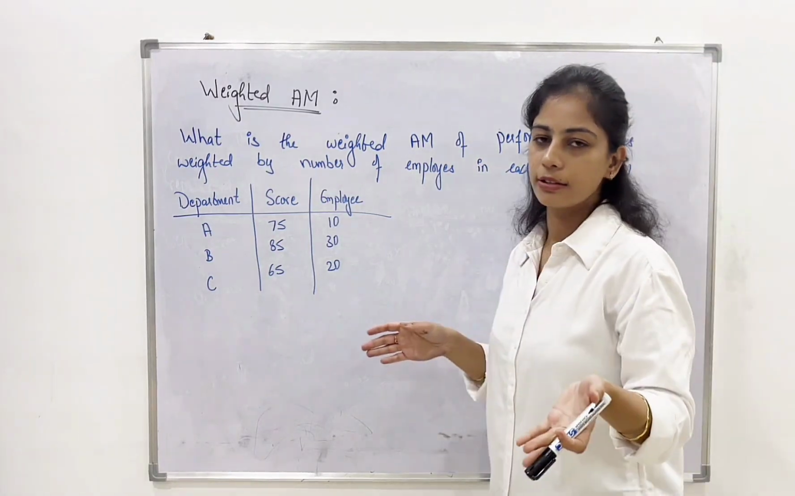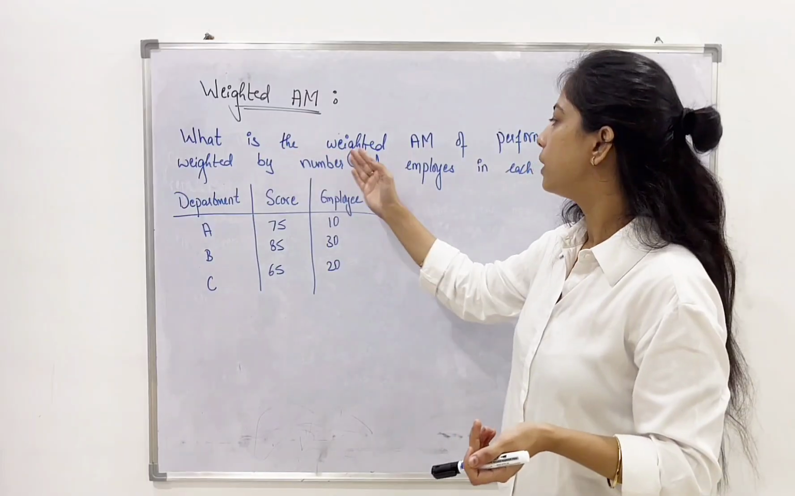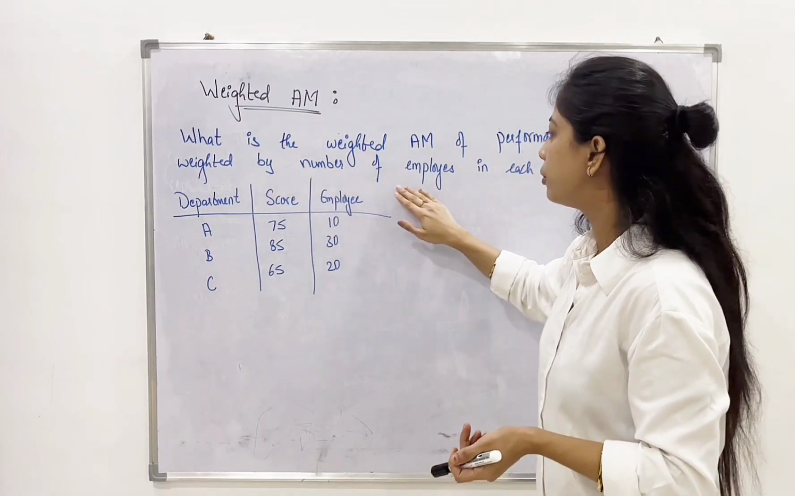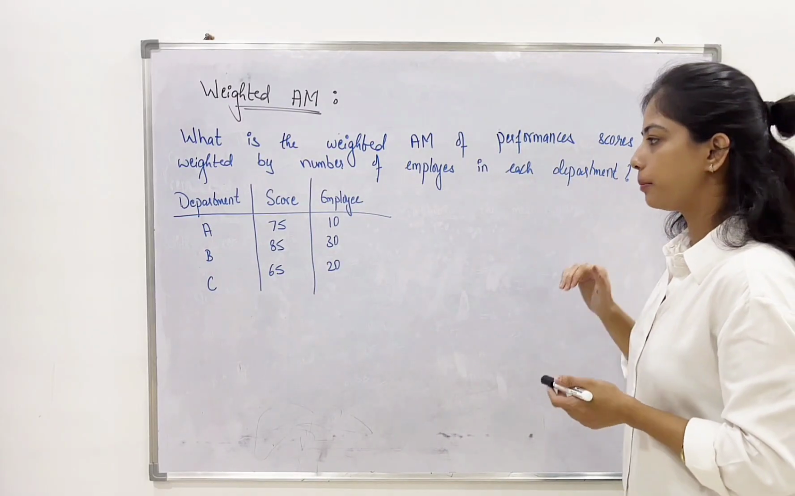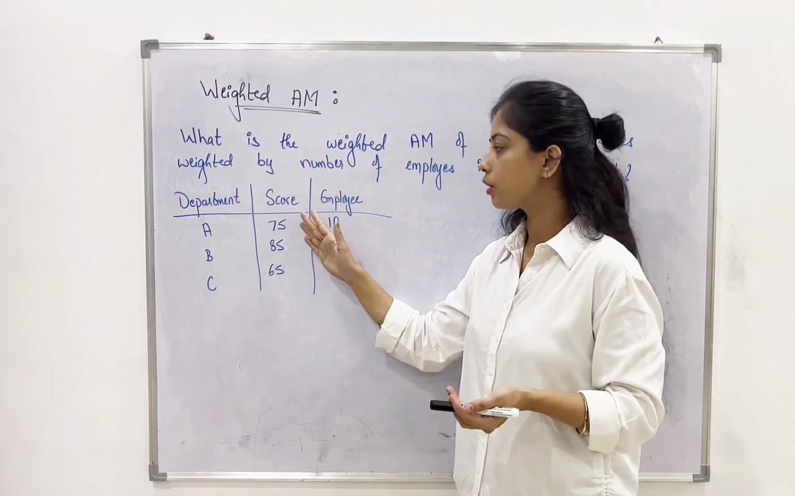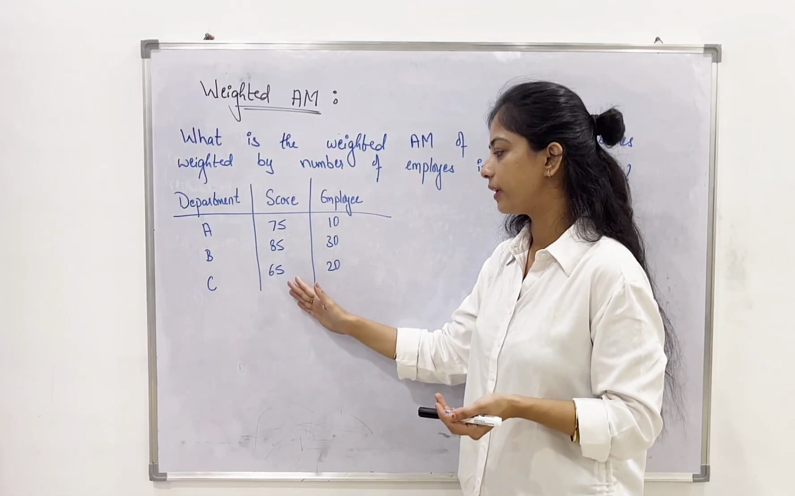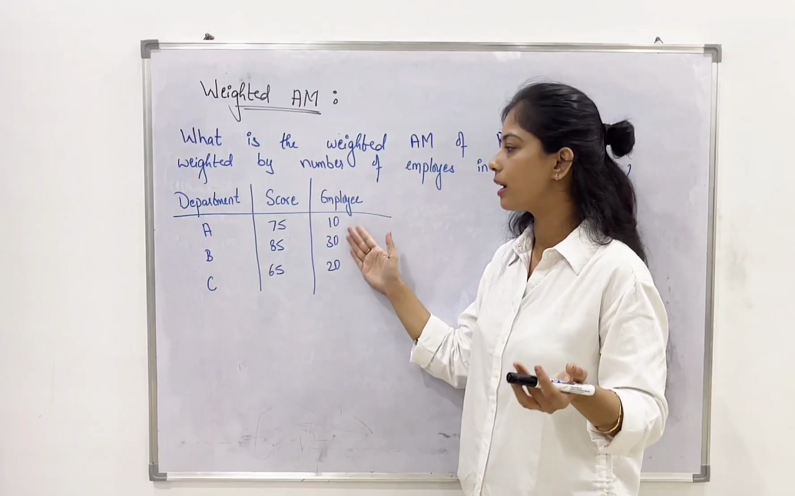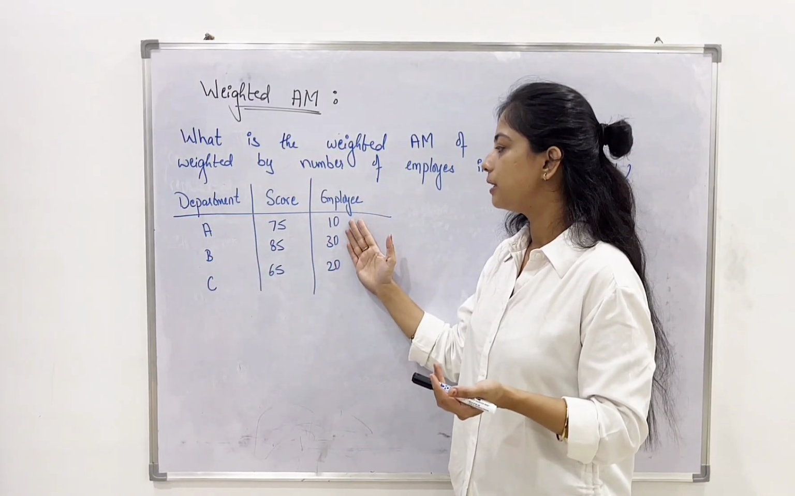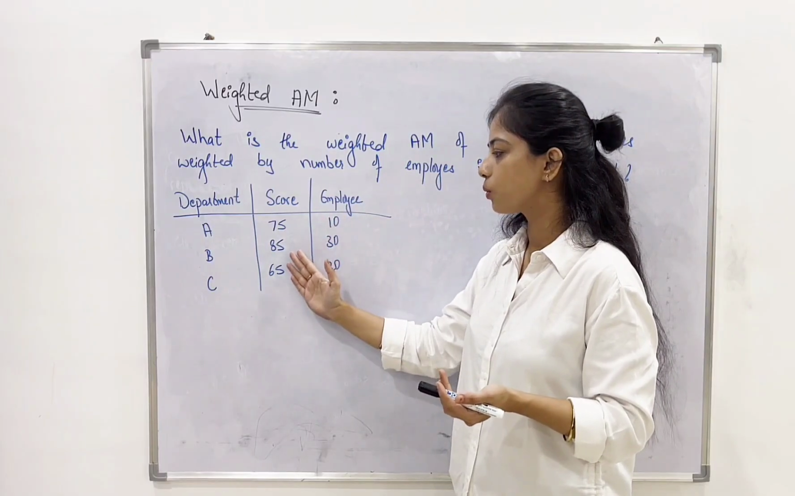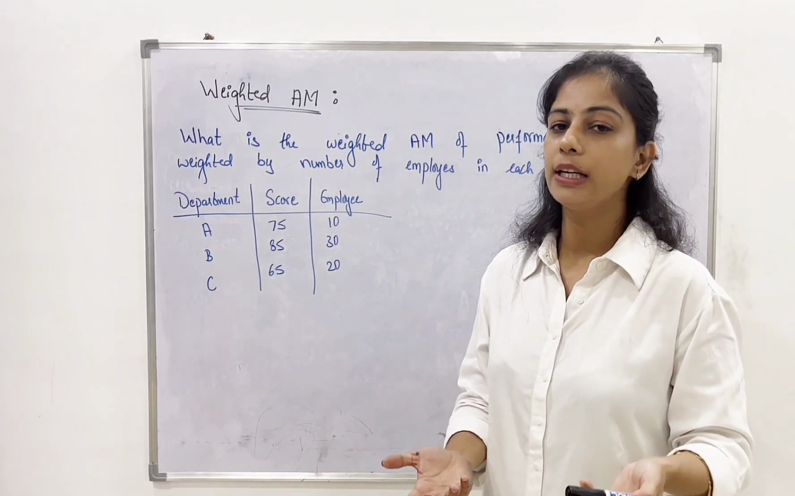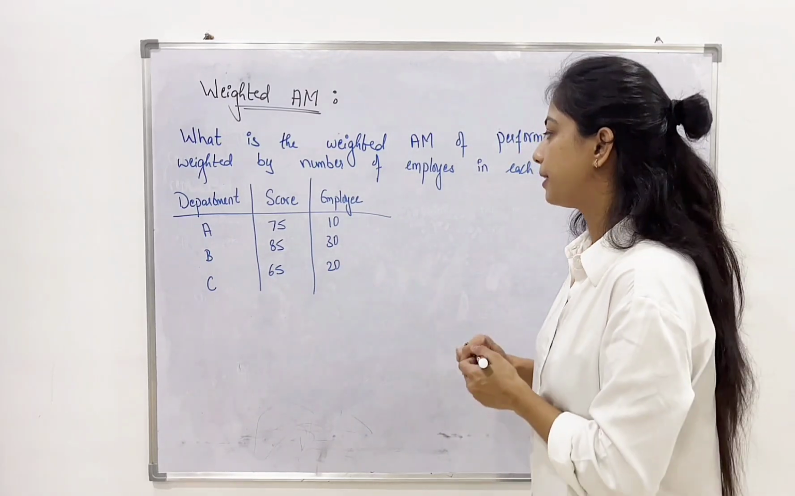Okay. Let us consider an example of weighted arithmetic mean. What is the weighted arithmetic mean of performance scores weighted by the number of employees in each department? So we have different departments A, B, C, and the scores of each department are 75, 85, 65, and these are the number of employees who have scored these in the particular department. 10 employees have scored 75, 30 employees have scored 85, 20 employees have scored 65. So here we need to calculate the weighted arithmetic mean.